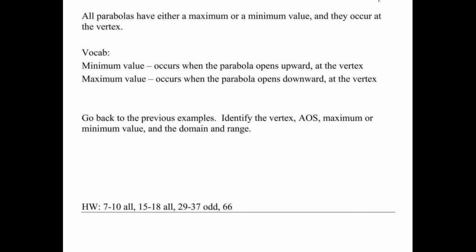Okay, we're almost done. All parabolas have either a maximum or a minimum value, and they will always occur at the vertex. Minimum values occur when the parabola opens upward at the vertex. If you draw a picture, you'll see why. If the parabola opens up, it looks like that. It has a low point. It has a minimum value. And the minimum value, the low point, is at the vertex. If the parabola opens downward, there's a high point. There's a maximum value. And it occurs at the vertex.